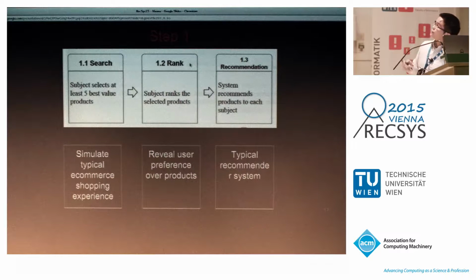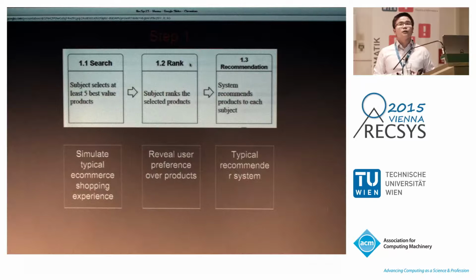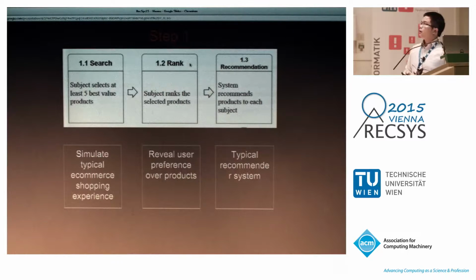The first step is that the user will search products on our system. This is pretty similar to a user visiting an e-commerce website and starting to search for what they want to buy. In the second step, the user is asked to rank the products selected in the first step. The purpose of doing this is that we want the user to reveal their preference. And lastly, the system will generate a list of recommended items based on the products the user provided in the previous steps.